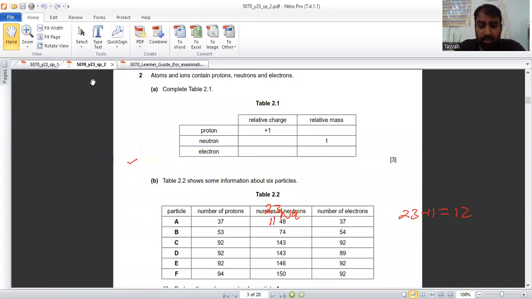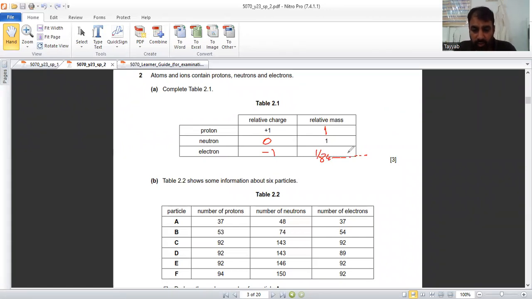If we see this specimen paper, he is asking: atoms and ions contain protons, neutrons and electrons. What is the charge on a proton? It is +1. Remember it. Relative mass, it is 1. Neutron charge is 0, or you can say neutral, but specifically the charge is 0. Electron charge is -1. When we talk about the mass of an electron, it is negligible, about 1 by 1840, or you can say it is negligible.